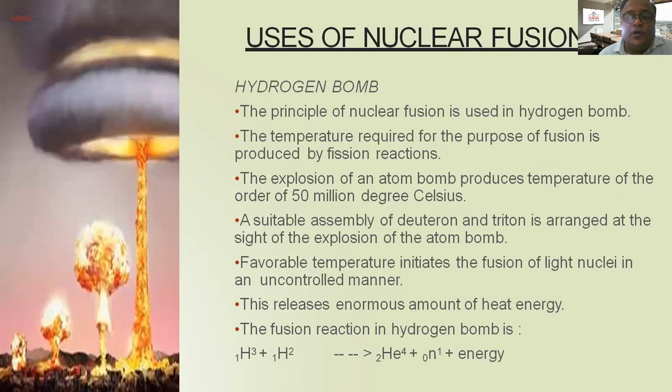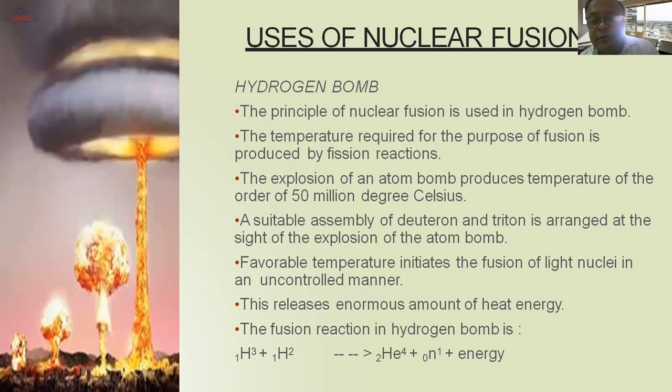This is the use of nuclear fusion in the hydrogen bomb. The principle of nuclear fusion is used in the hydrogen bomb, and the temperature required for fusion is produced by the fission reaction. The explosion of an atom bomb produces a temperature of the order of 50 million degrees centigrade.